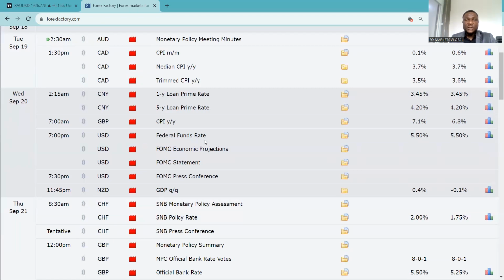But if the figures are lower than what we are forecasting, then it simply means that the Chinese yuan is going to suffer a little push to the downside, all right? And that will be happening at 2:15 a.m. Nigerian time. By 7 a.m., we're going to be expecting the CPI data for the Great Britain pound. And by 7 p.m., we're going to be expecting an interest rate review for the United States dollar.